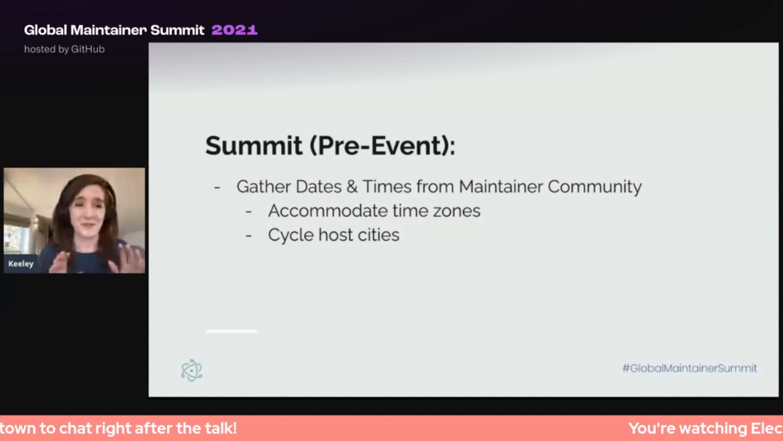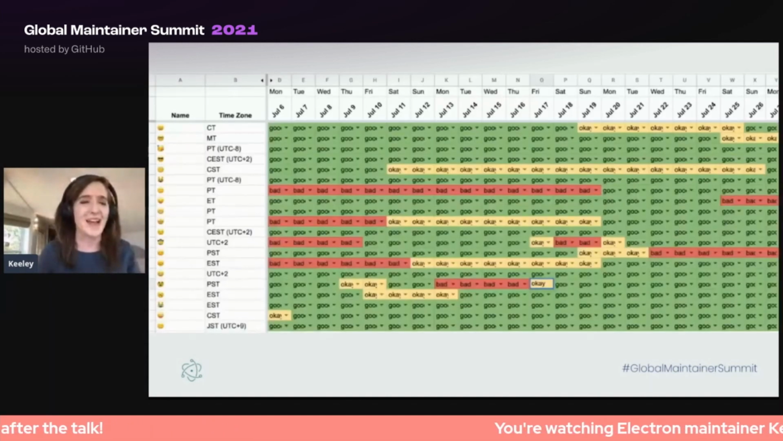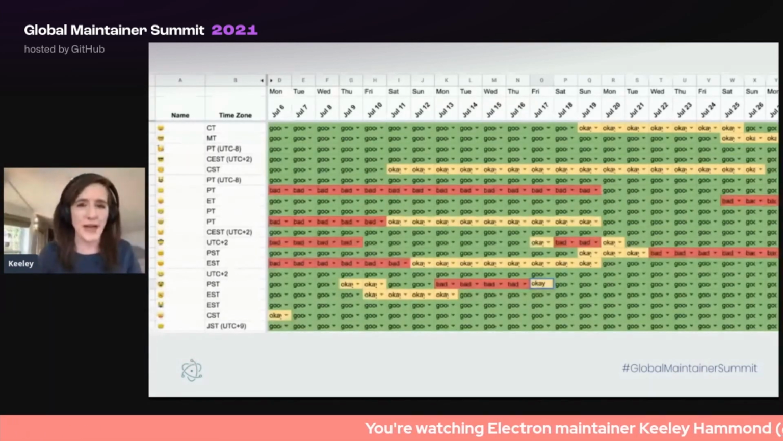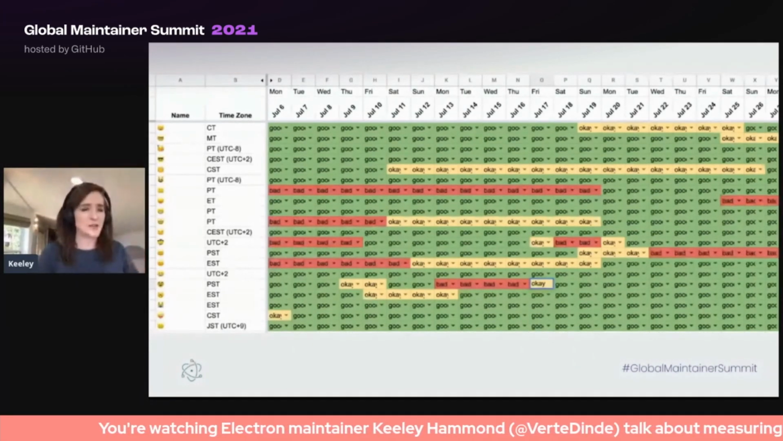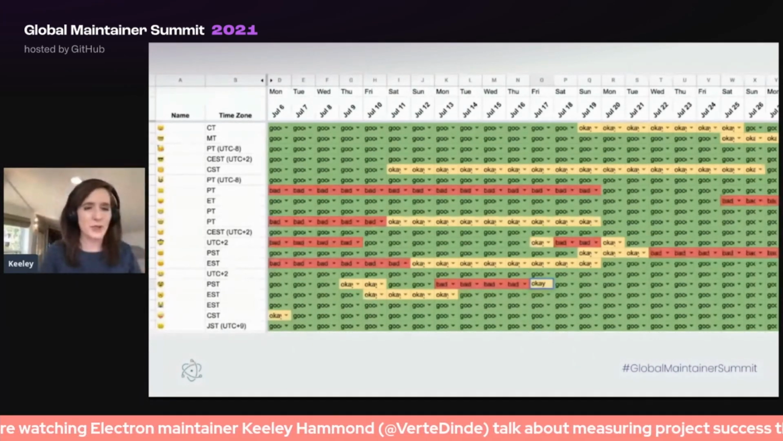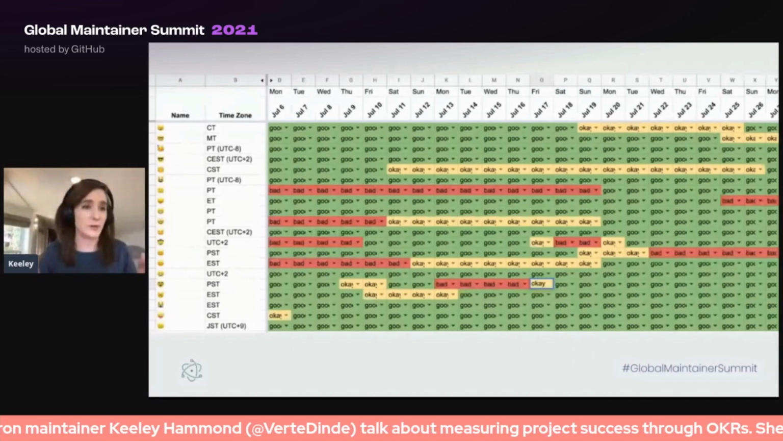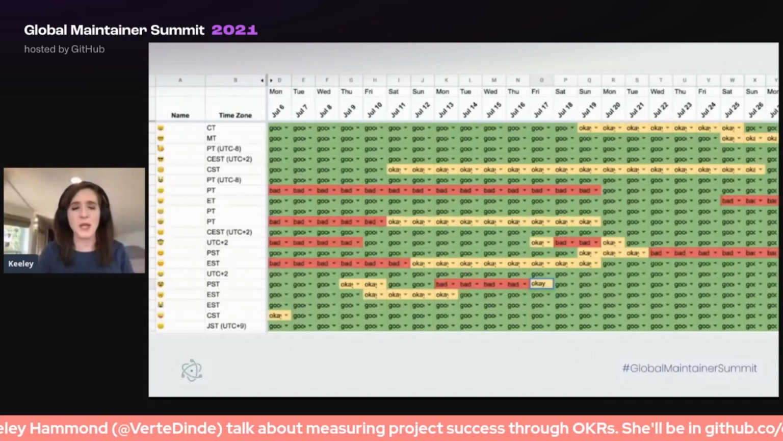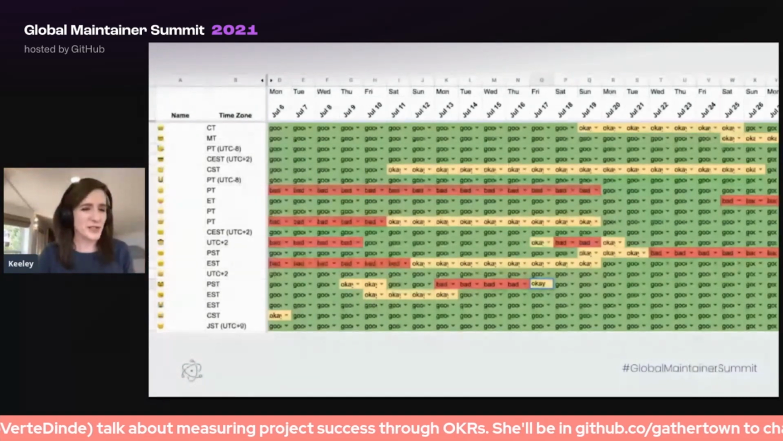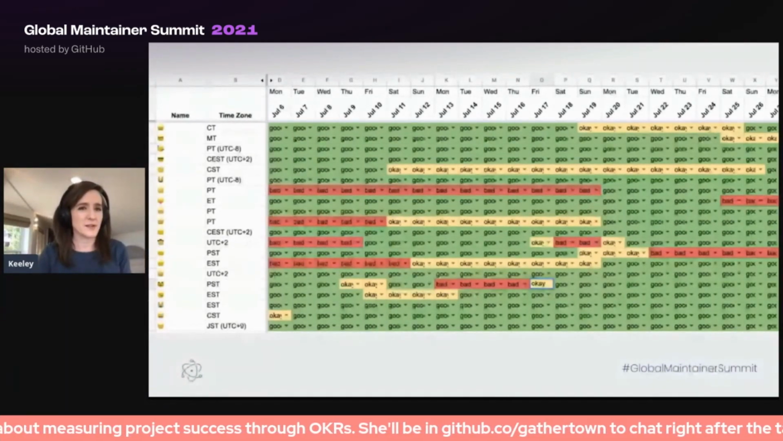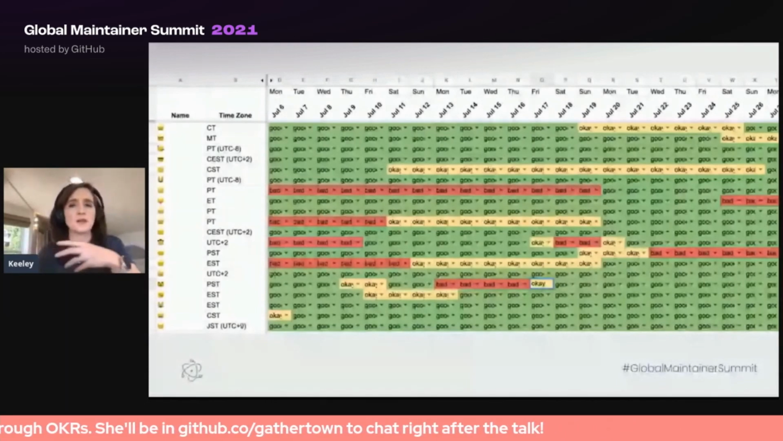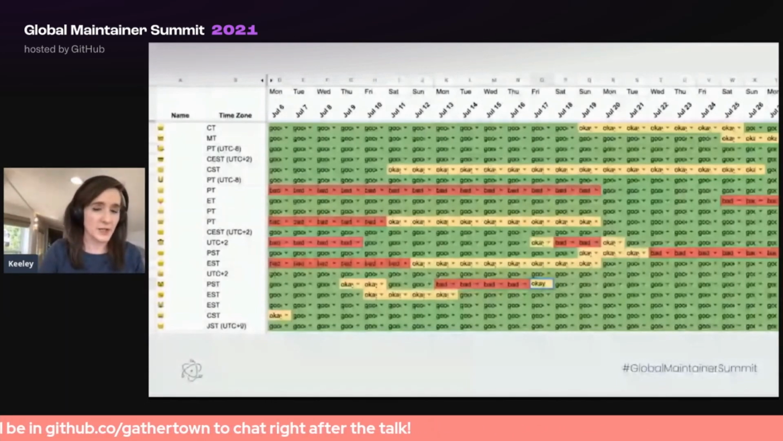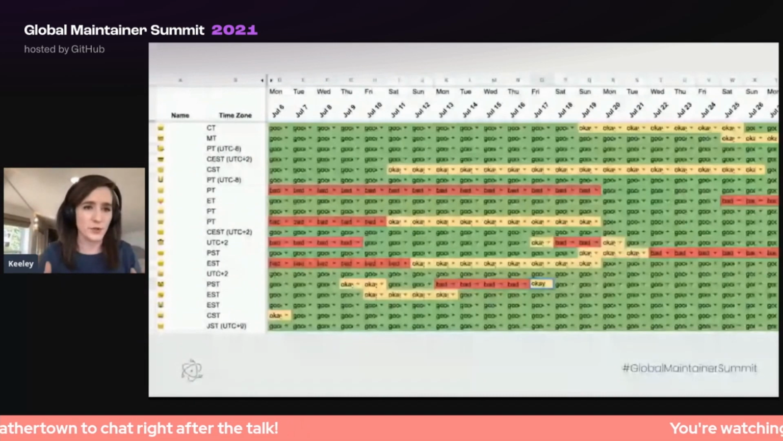This is not a real schedule, but it's very, very close to one. And you can just see the various time zones that we have, the various dates that are here. And we try to plan as far out as possible just so that we can make those accommodations for people in different time zones in different cities. We also try to cycle out our host cities. So for example, if we host a maintainer summit in, say, London 1 year or in Europe, we might try to host it in the Pacific time zone the next year and cycle through different time zones to better accommodate people.